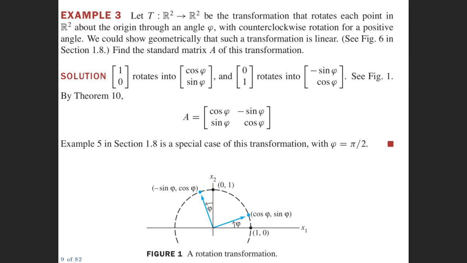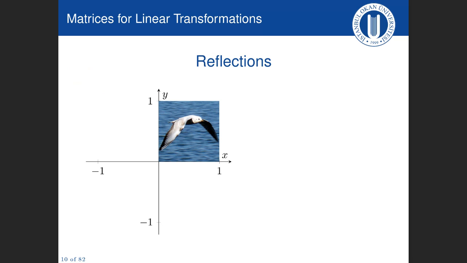So, as the solution says, (1, 0) rotates to (cos phi, sin phi), and (0, 1) rotates to (minus sin phi, cos phi). And that gives us the two columns of our matrix. The first column is (cos phi, sin phi), and the second column is (minus sin phi, cos phi). We'll talk more about rotations later, but first let's talk about reflections.